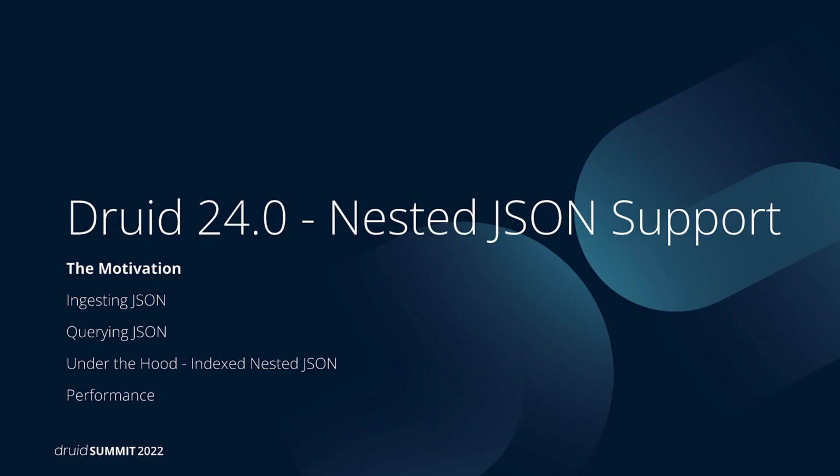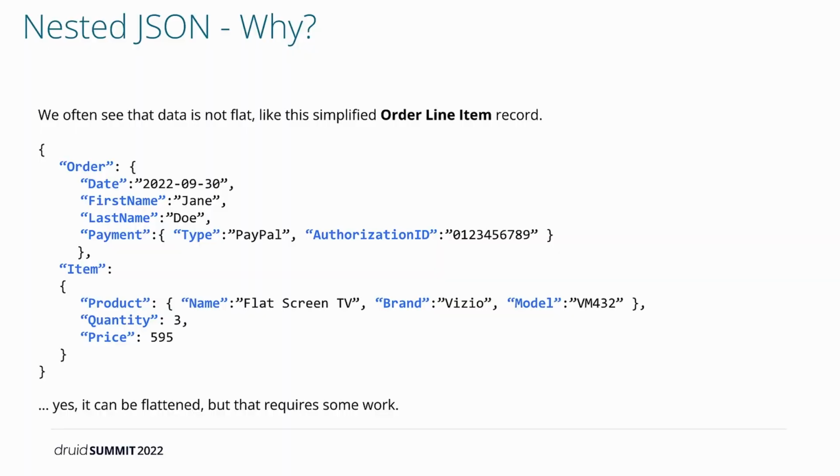And today, the agenda is we're going to talk first about the motivation for doing this feature. We'll talk about what the options are for ingesting JSON and querying JSON. We'll look a little bit under the hood and see how the nested JSON is actually being indexed. And finally, we'll talk about the performance characterization. We did a few benchmarks on this feature, and we'll show you those results.